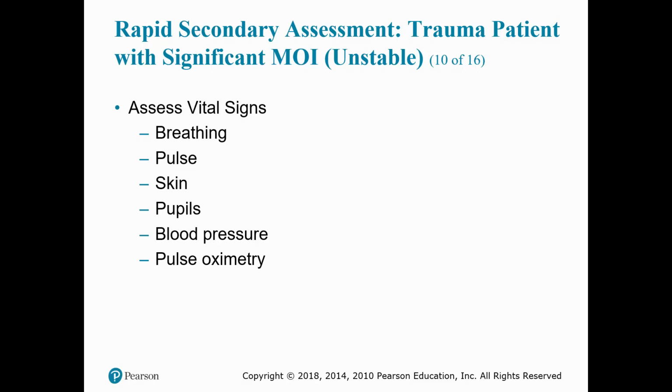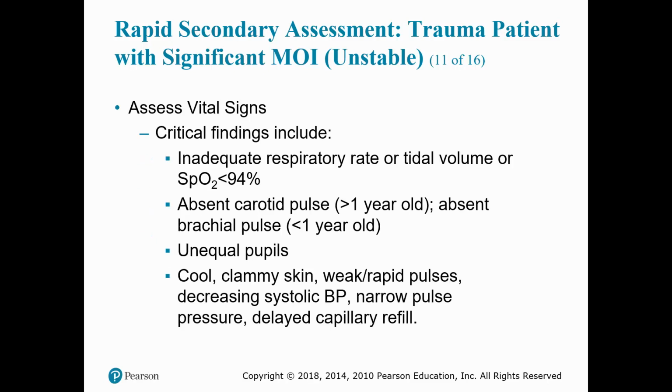Of course, when you're looking at your vital signs, you need to know your baseline limits and your normal ranges. But here are some of the critical findings you can have. SpO2 less than 94%, the patient doesn't have an adequate respiratory rate or tidal volume. Carotid pulse is absent in any patient greater than 1 year old, or absent brachial pulse in a child that's less than 1 year old. Unequal pupils, cool, clammy skin, weak, rapid pulses, decreasing systolic BP, narrow pulse pressure, delayed capillary refill. All these things are critical criteria that upgrade a patient status to emergent and rapid transport, high priority.